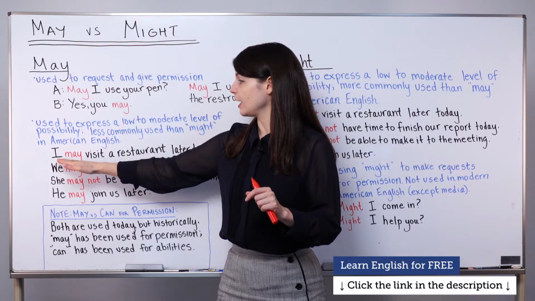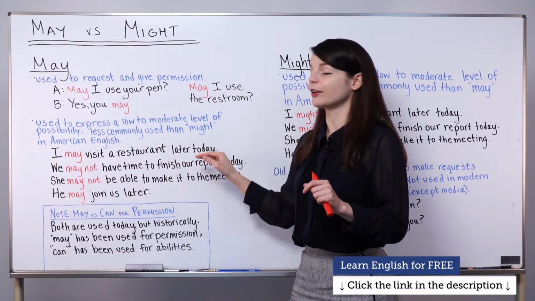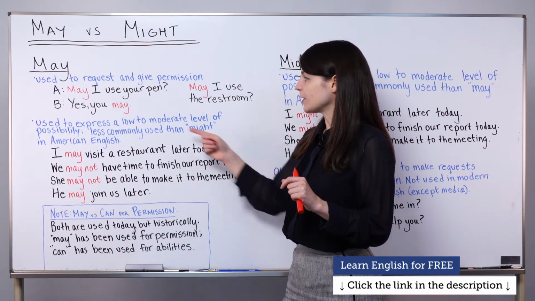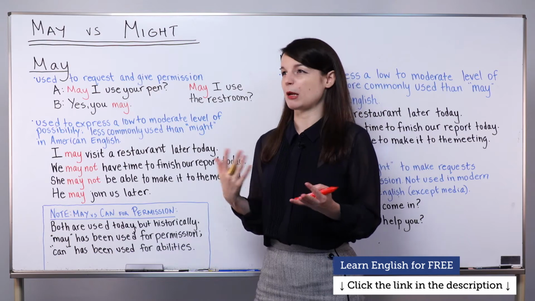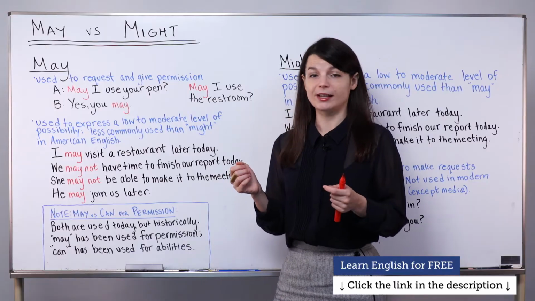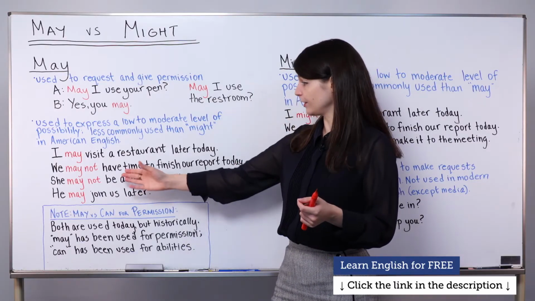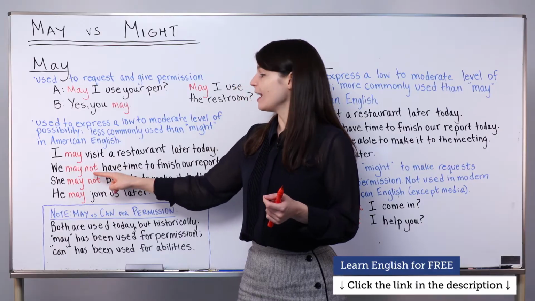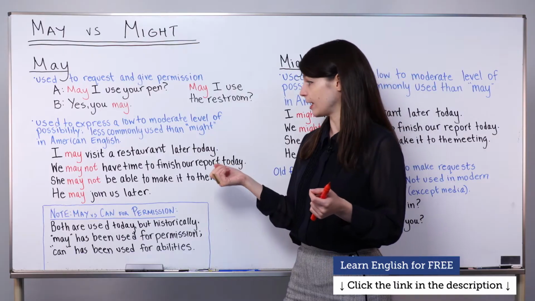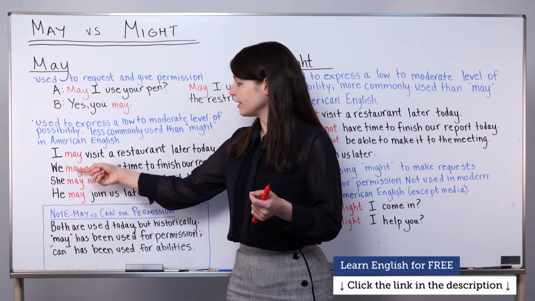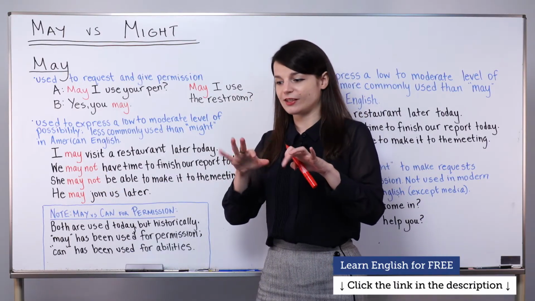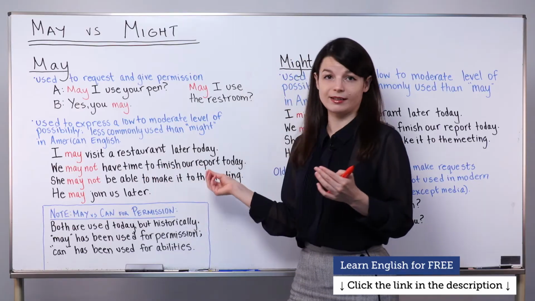First, a positive statement. I may visit a restaurant later today means there's a possibility, so kind of low to moderate level, maybe like 20 to 40, 50% chance I'll visit a restaurant later today. In the negative then, the next two sentences, we may not have time to finish our report today. So this may not means there's a possibility that we will not have time. So there's kind of this chance that this thing will not be done today.